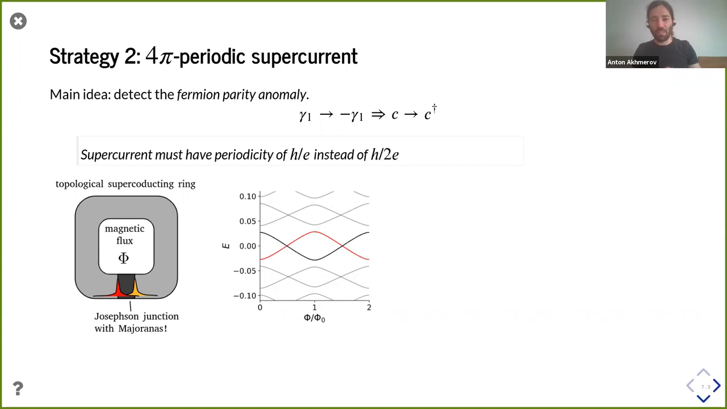First of all, that's quite counterintuitive. We have created a single fermion out of nowhere. That's why this process is called the fermion parity anomaly. But second, it has a clear signature. If we advance the phase difference between Majoranas by h over e, the flux quantum, nothing should change. But if we advance the phase by a superconducting flux quantum, we should create a different state. As a result, the supercurrent acquires an anomalous periodicity, also known as a 4-pi periodic Josephson effect. That's the alternative strategy for detecting Majoranas.